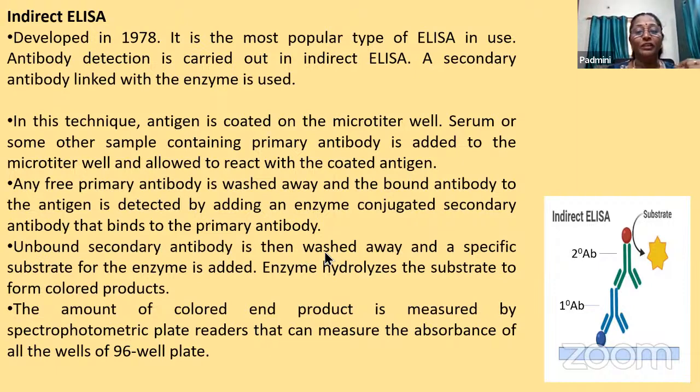Unbound secondary antibody is then washed away, and a specific substrate for the enzyme is added. The enzyme hydrolyzes that substrate to form a colored product. You can see the S over there, and the colored product. The amount of colored end product is measured by spectrophotometric plate readers, and this can be done in a 96-well plate. So that is the indirect ELISA method.